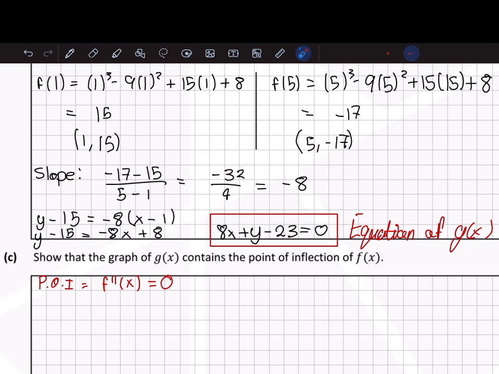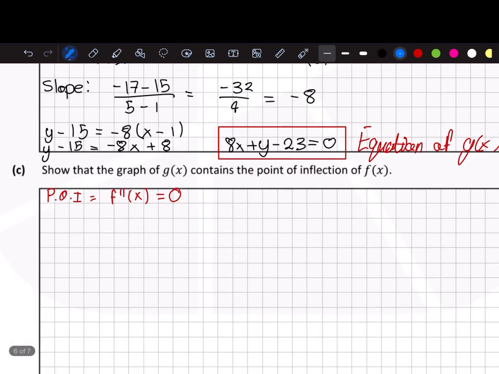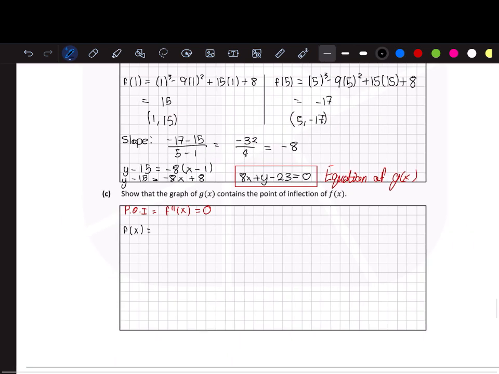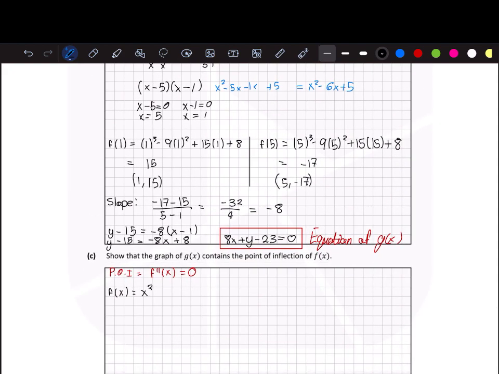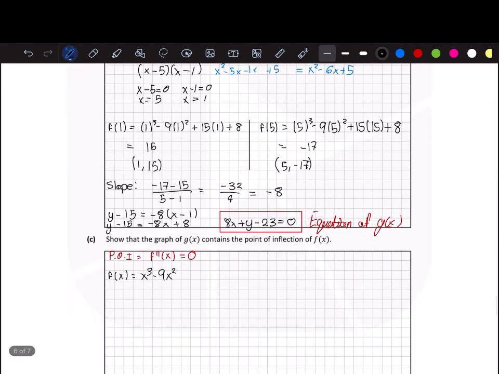And then if you substitute that point into the equation of g of x, which is right here, it'll give us the answer. So I'll do it the algebra way first, and then I'll show you the other way. Or I'll do the calculus way first and then show you the coordinate geometry way. So we had f of x is equal to x cubed minus 9x squared plus 15x plus 8.